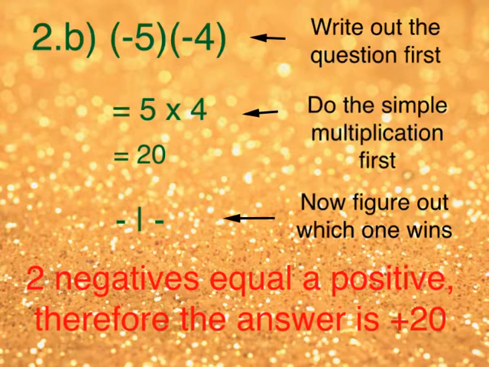Alright, for question 2B, we're going to write out the question first. So it's 2B: bracket negative 5 times. When there's no space and there's two brackets, it's a multiplication sign. So negative 5 times negative 4. First we do the simple multiplication. 5 times 4 is obviously 20. So this is the answer. Now we're going to figure out which one would win. Two negatives equal a positive, therefore the answer is positive 20. If you remember what we did in the first slide, two negatives always equal a positive.